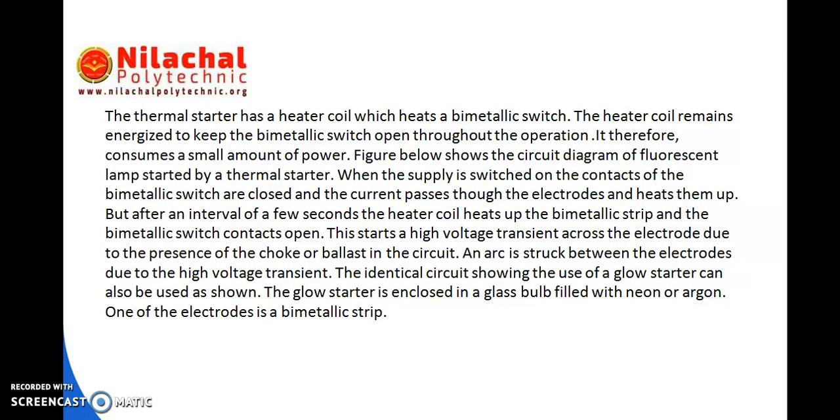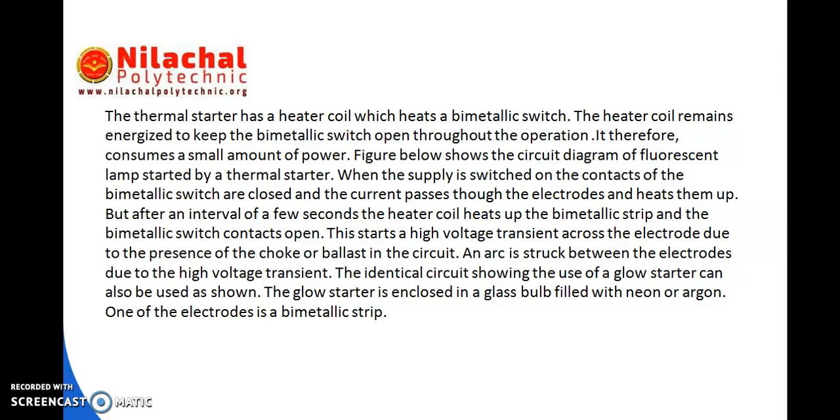When the supply is switched on, the contacts of the bimetallic switch are closed, and the current passes through the electrodes and heats them up. But after an interval of a few seconds, the heater coil heats up the bimetallic strip, and the bimetallic switch contacts open. This starts a high voltage transient across the electrodes due to the presence of the choke or ballast in the circuit. An arc is struck between the electrodes due to the high voltage transient.